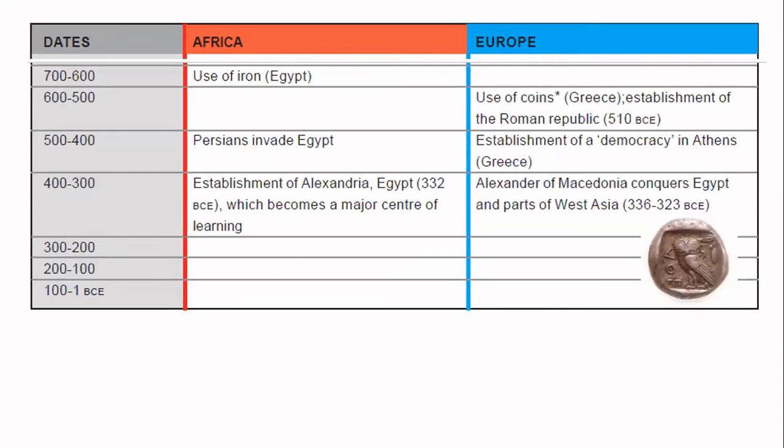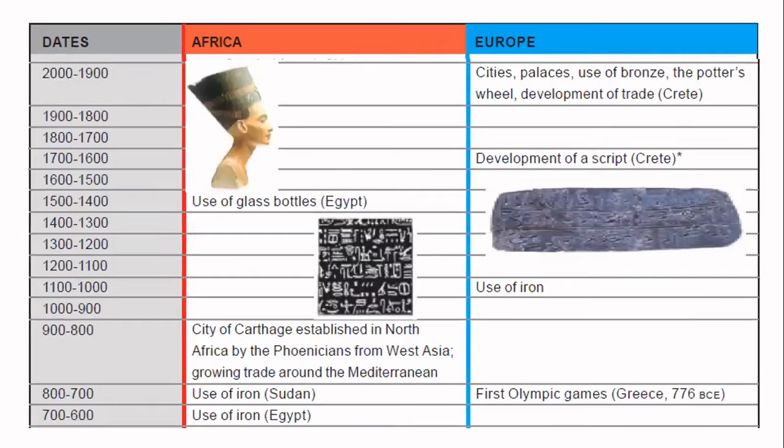Then we see use of coins in Europe, in Greece, establishment of the Roman Republic in 510 BC. We finally see Persians invade Egypt in 500 to 400, and we see establishment of a democracy in Athens, Greece. Over here in Africa, establishment of Alexandria, it becomes a major center of learning. And Alexander of Macedonia, he conquers Egypt and parts of West Asia. So with this, we finish the timeline of Africa and Europe.